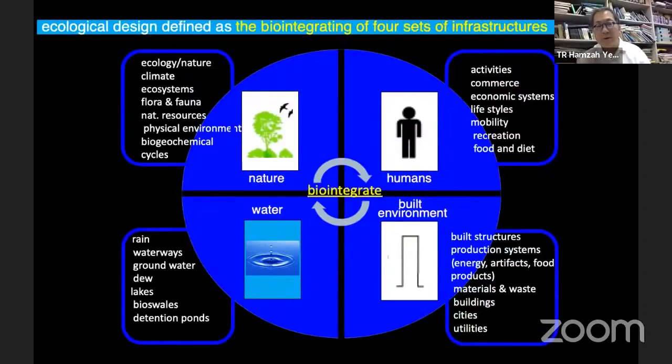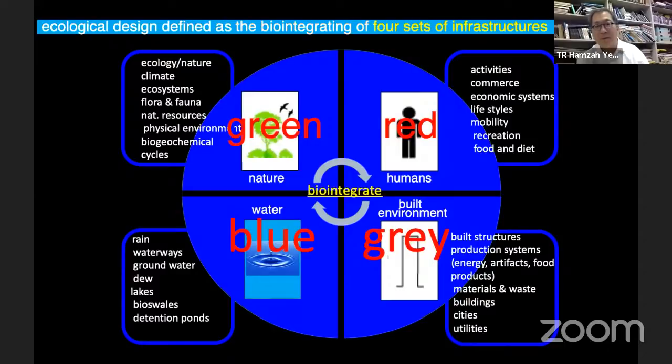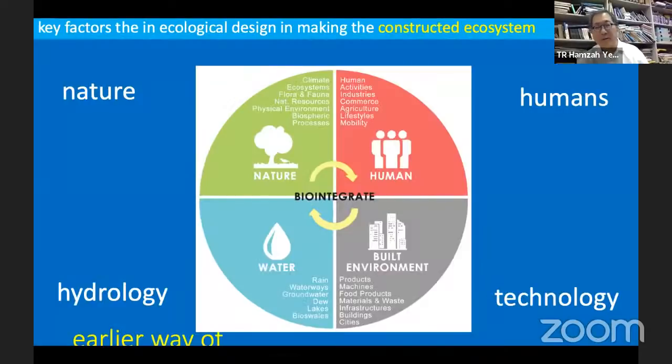If we're able to biointegrate these four infrastructures together, then what we have is an ideal situation. And so this, if you like, is the theory of what I do, is that we need to biointegrate nature with the water management and with our human society and with our built environment. I color code them. I call nature green. I call human society red, because that's the color of blood, and built environment I call gray, and the water blue. And so the biointegration of the green, red, blue, and gray is what ecological design is about.